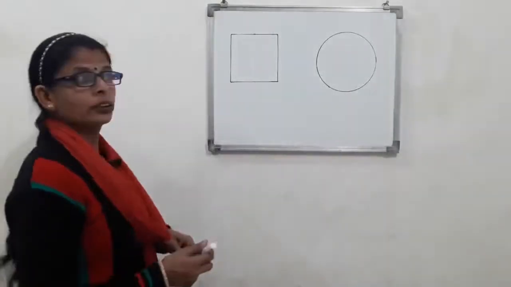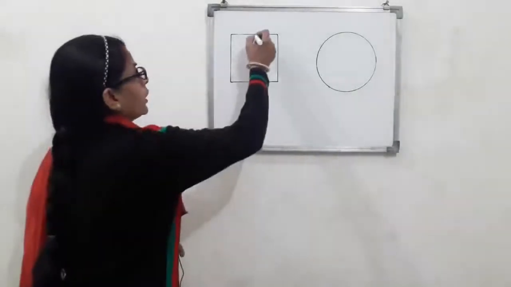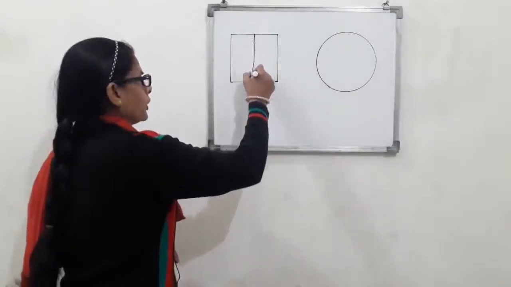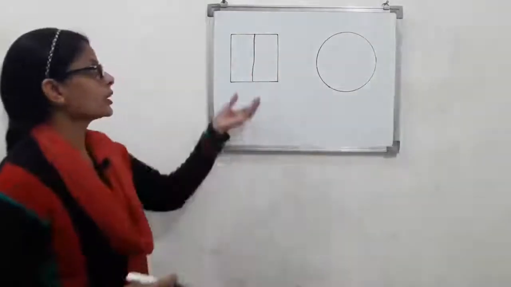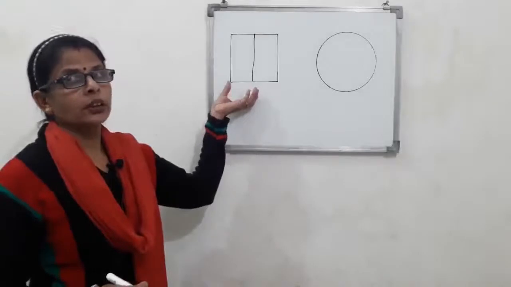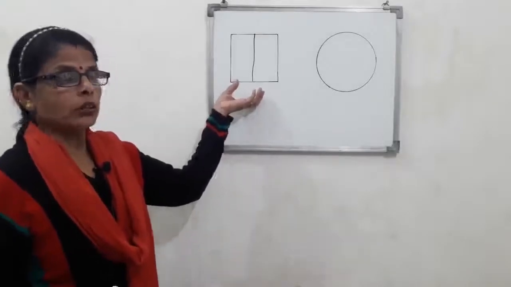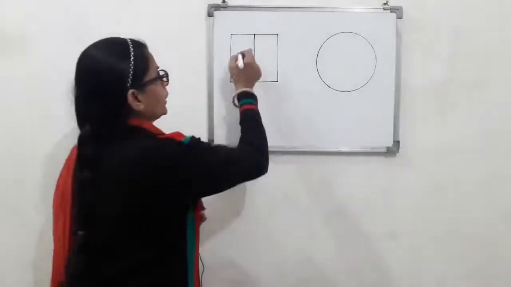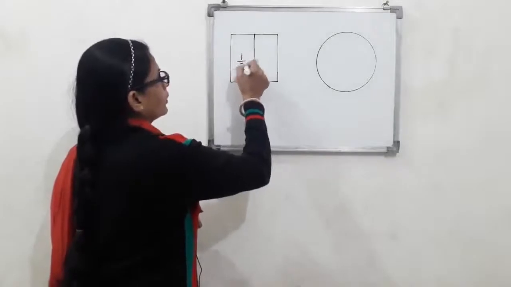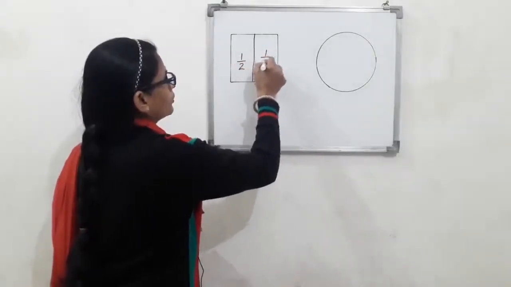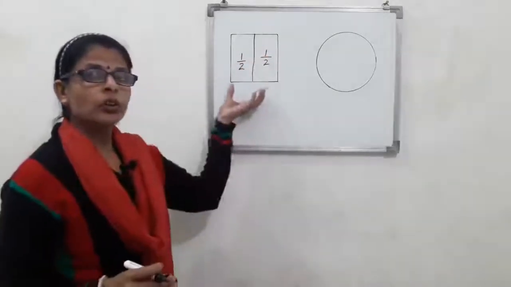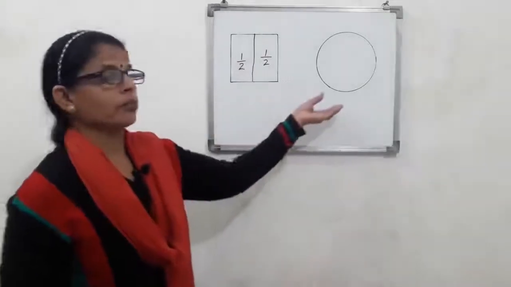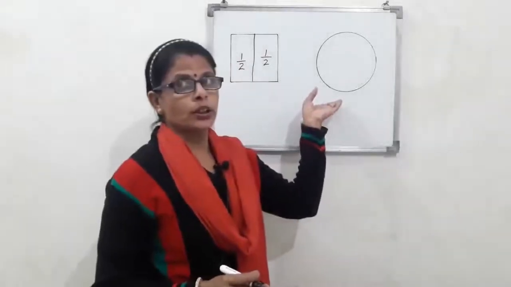Now if I make a line between it, it is divided into how many parts? It is divided into two equal parts, right? This is one half and this is another half. It is divided into two equal parts. In the same way, this is the whole circle.